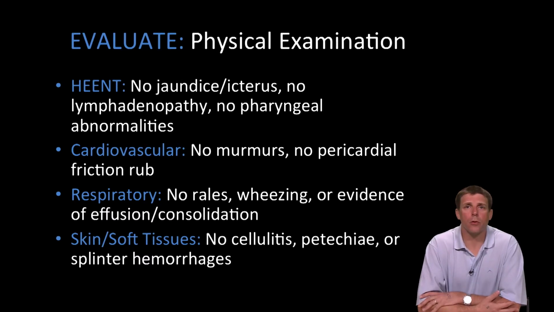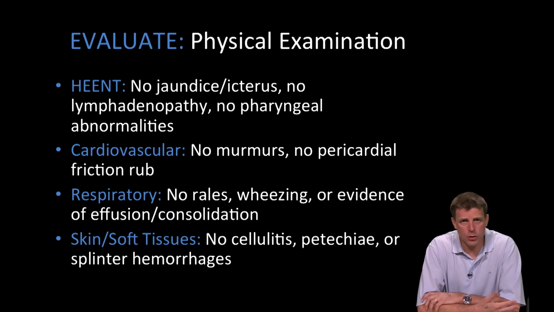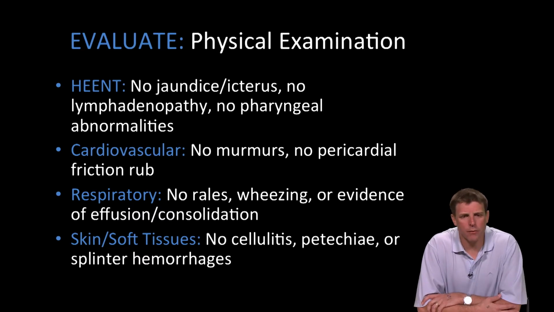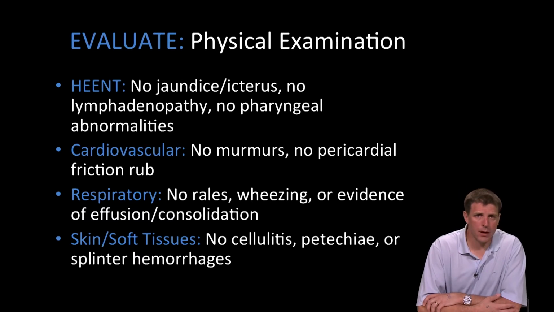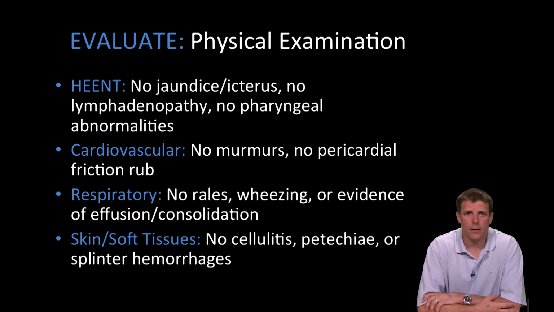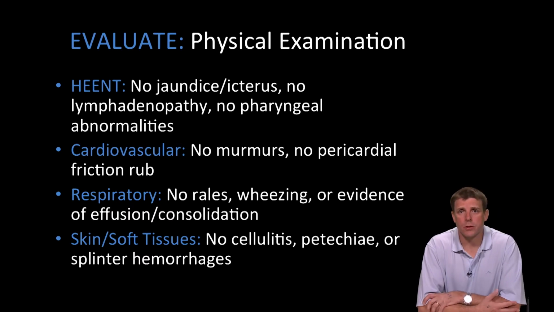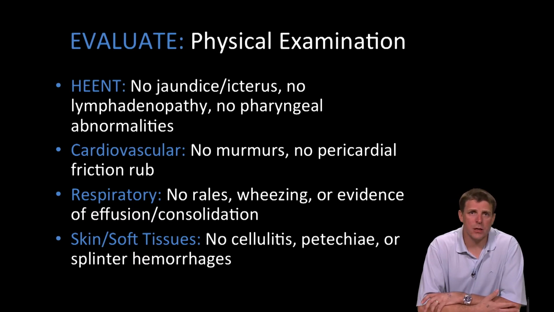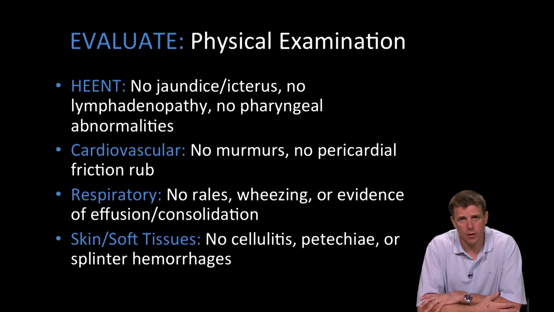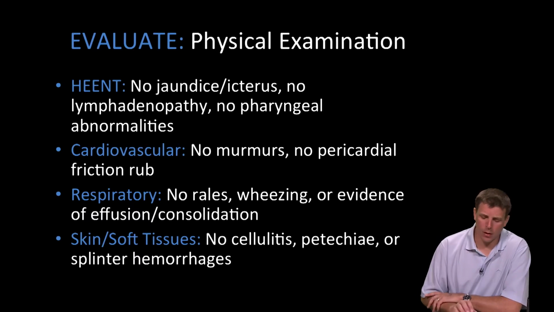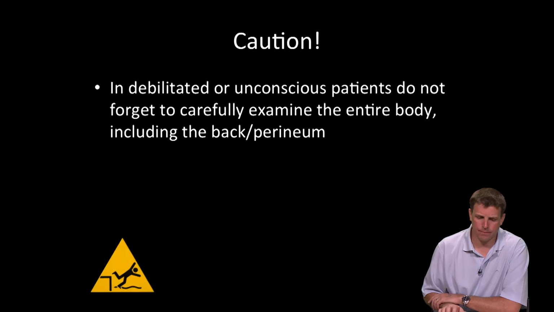Cardiovascular exam reveals no murmurs and no pericardial friction rub, which is very important because infections of the cardiac valves, as we'll learn in a moment, are a very important consideration in patients who have subacute chronic fevers of unknown origin. The respiratory focused physical examination reveals no rales, no wheezing, or evidence of effusion or consolidation. Evaluation of the skin and soft tissue systems reveals no cellulitis, petechiae, rashes, splinter hemorrhages, which also are signs of cardiac valvular disease, or other evidence of abscess or other potential infectious source.